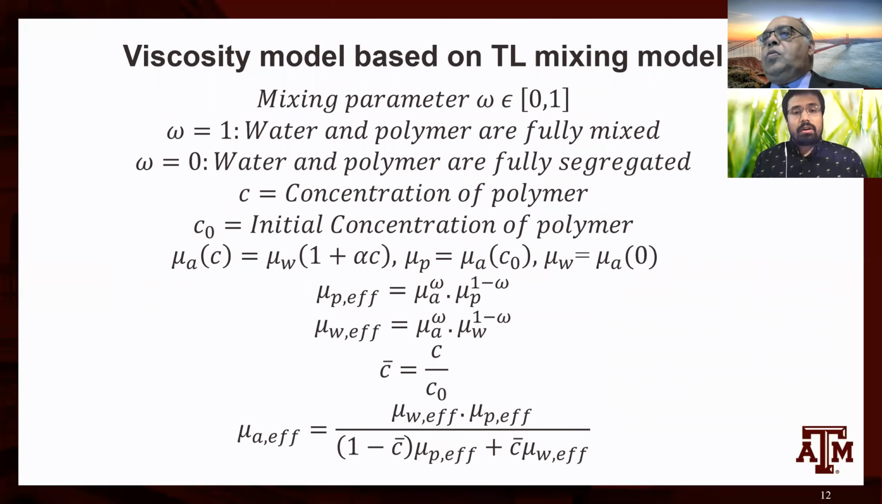The viscosity model here represents how the Todd-Longstoff mixing model is affecting the viscosity. And as I said, the mixing parameter is bounded between 0 and 1. So 1 represents a fully mixed water and polymer solution, and omega equals 0 represents a fully segregated one. All these equations represent the way the Todd-Longstoff model is set up. And the equation at the bottom represents how omega and all these parameters affect the final aqueous phase viscosity.